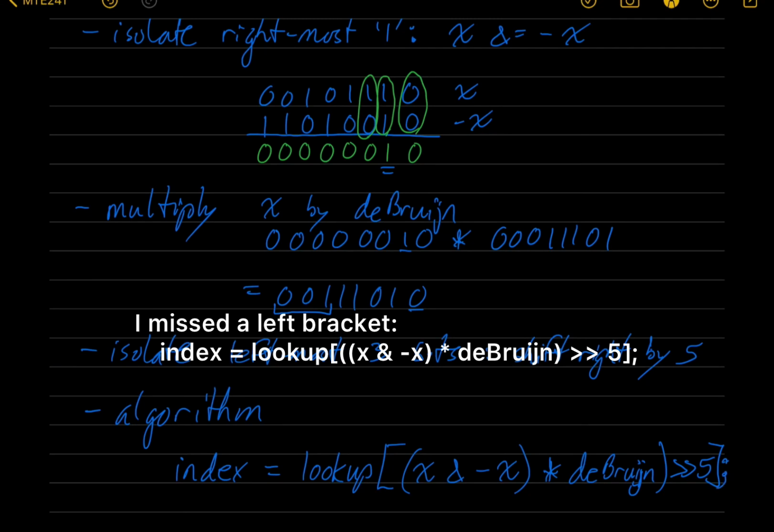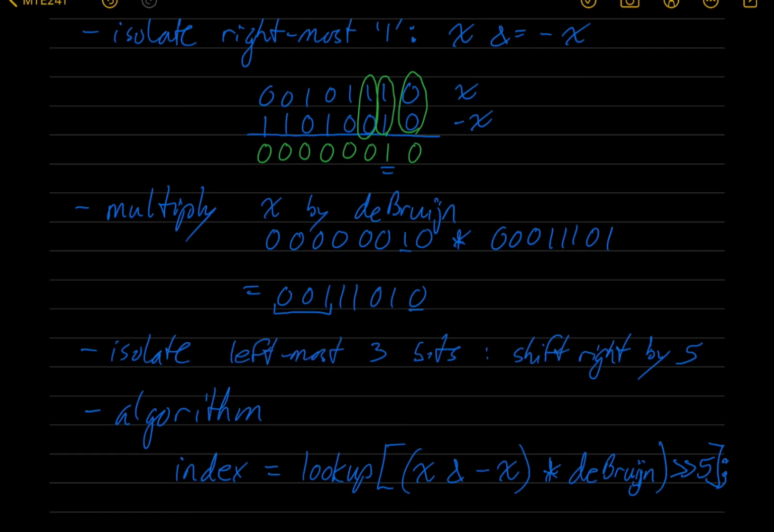And those are all order 1 operations. You have the negative x, which can be done in order 1 time, the bitwise AND, which most processors will do in order 1 time, multiplication by the de Bruijn sequence, or you can actually use a shift instruction to do that, and then again you shift by 5 and you do the lookup in the lookup table, and that can all be done in order 1 time. So that's kind of a clever algorithm that somebody developed for doing this.